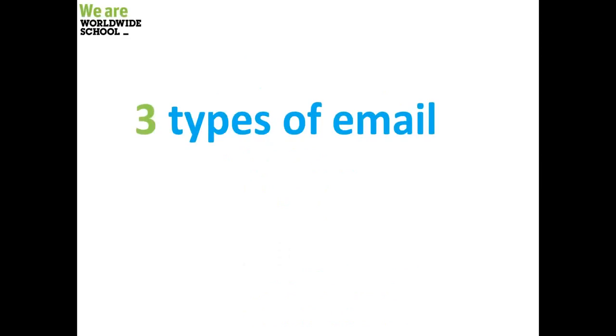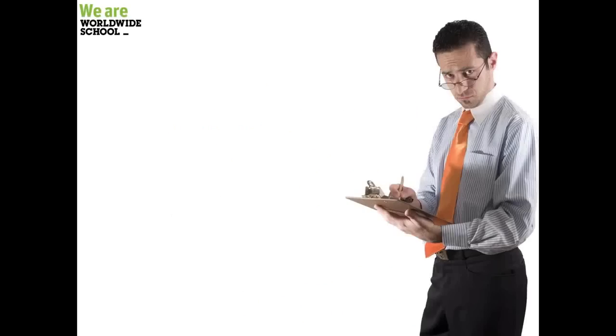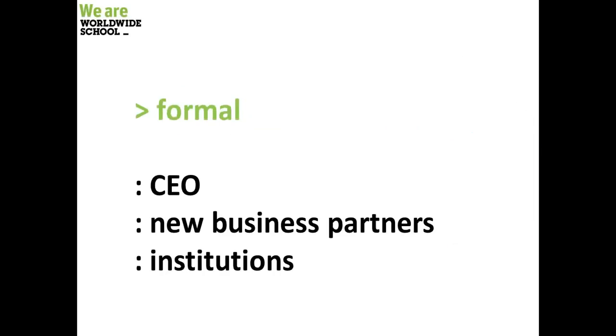Okay, so let's take a look at some of the email categories. Now, basically, we could say that there are 3 types of email: formal, neutral, and informal. Now, let's take a look at some of the differences between them. Of course, the formal emails are the ones that you would write to, for example, your CEO, or to a new business partner, or to some institution, right? Some serious emails.